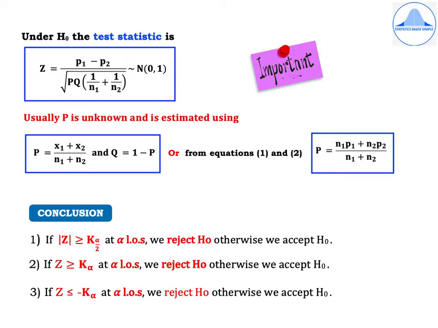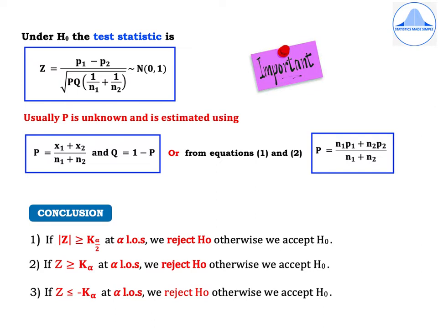Now coming to the conclusions, the first one: if it is a two-tailed test, you have to check if mod Z is greater than or equal to K alpha by 2 at alpha level of significance, then we reject H0, otherwise we accept H0. For a right-tailed test, you have to check if Z is greater than or equal to K alpha at alpha level of significance, then we reject H0, otherwise we accept H0.